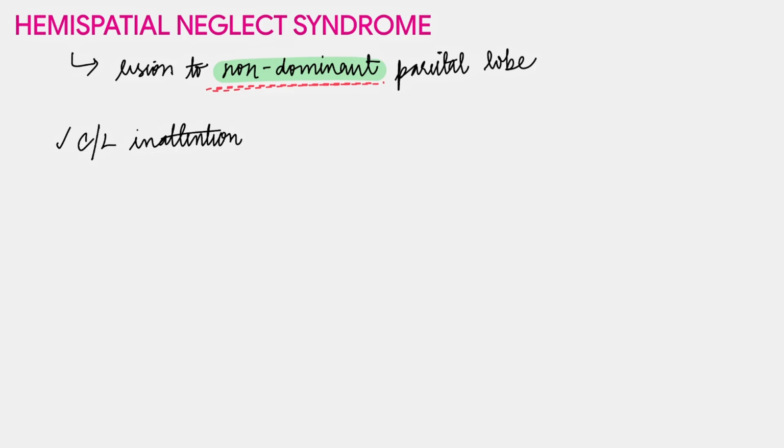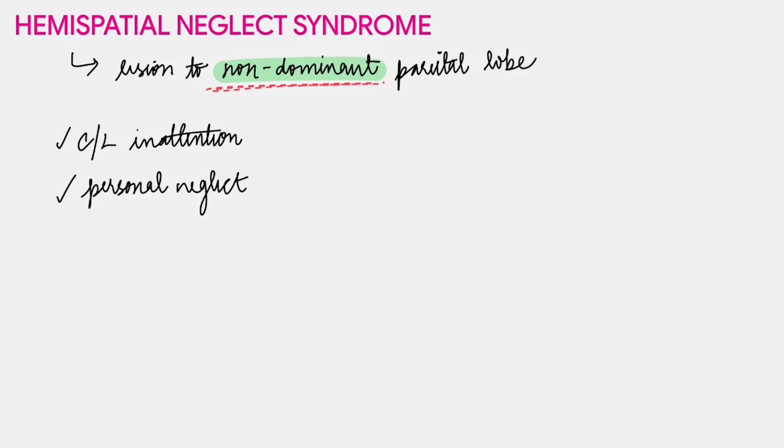The way I remember, again, I said the dominant parietal lobe is responsible for higher mental function. The non-dominant is just about your awareness of your surroundings. So there'll be contralateral inattention. There'll be personal neglect. Now, what do I mean by both of these?